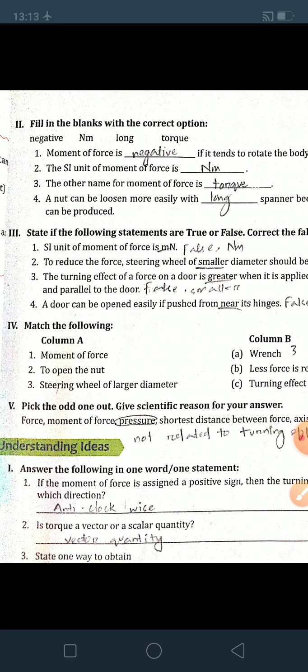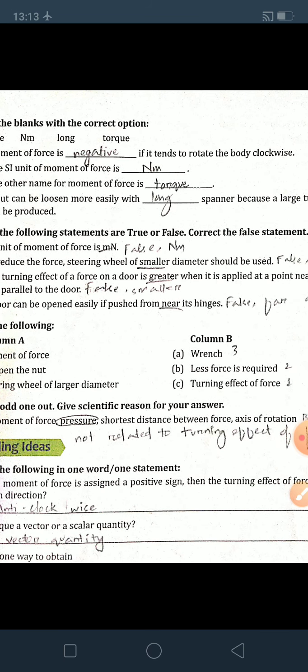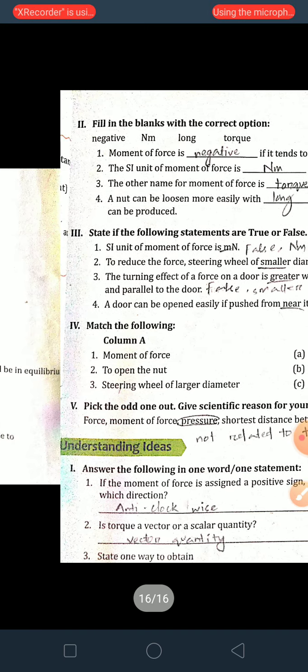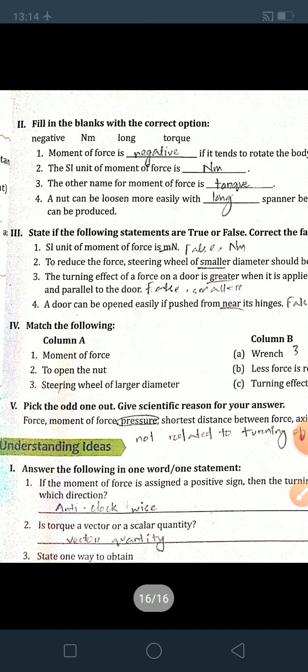Then, a door can be opened easily if pushed from near its hinge. So the answer is false. A door cannot be opened easily if you push near its hinge. You have to apply force at a larger distance from the hinge line. Then see children, match the following. Moment of force is the turning effect of force. To open the knot, we use a wrench. Then steering wheel of large diameter, less force is required.